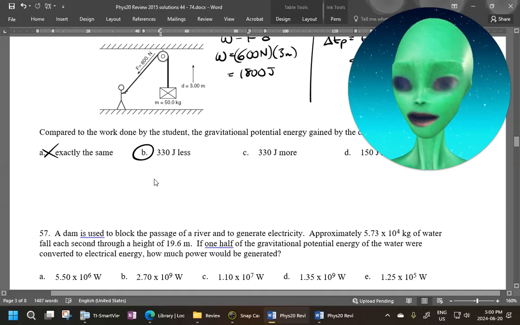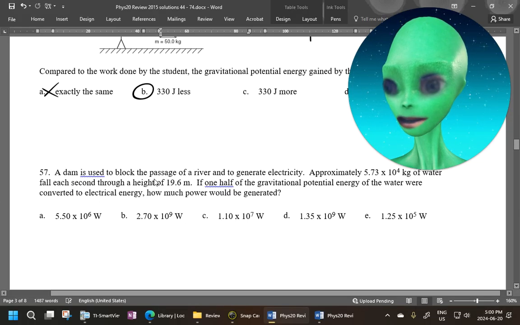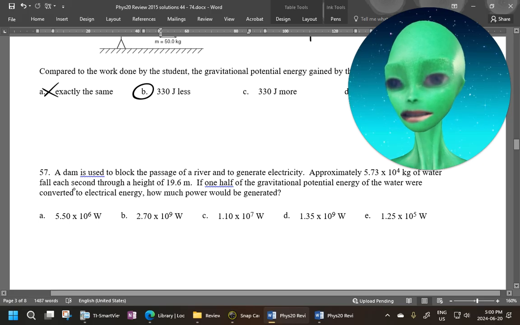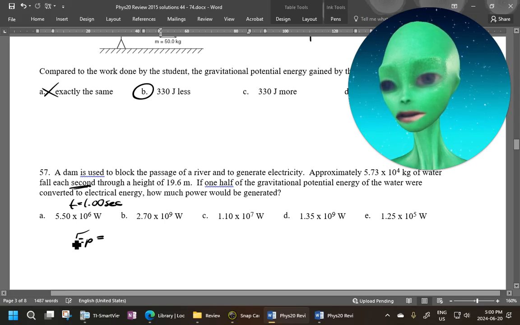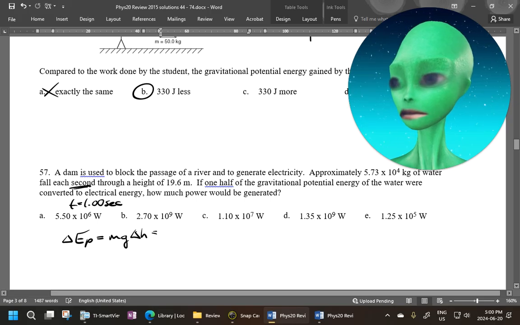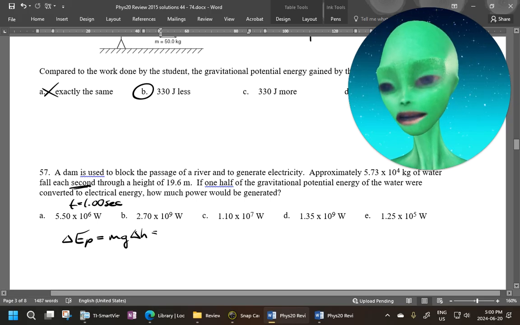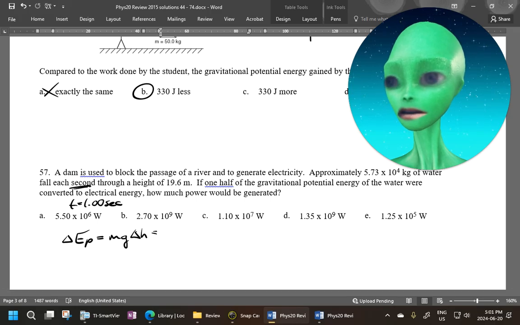Okay. A dam is used to block the passage of a river to generate electricity. Approximately so much water falls each second. So that means probably time is going to be 1 second. At this height, if 1/2 of the gravitational potential energy were converted to electrical, how much power would be generated? So we got to find the EP here, or technically the change of the EP. We've got the mass, we got g, we got a height. Oh, that's not bad. And we got time.